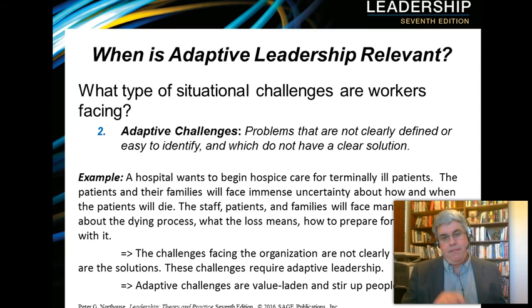And so that means the staff, the patients, and the families are going to face lots of questions about the dying process, what the loss means, how to prepare for it, how to cope with it. And it's just going to be something really different than trying to make everybody well. So the challenges that the hospital will face and the managers in this hospital will face are not really clearly defined. What are they going to do with this new situation that they're implementing? Nor are the solutions easily found. So these types of challenges require adaptive leadership. Now, a characteristic of these types of challenges where the problem's not clear and the solution's not clear is that they tend to be very value-laden, very personal, and they stir up people's emotions a lot. So they can get messy really quickly.